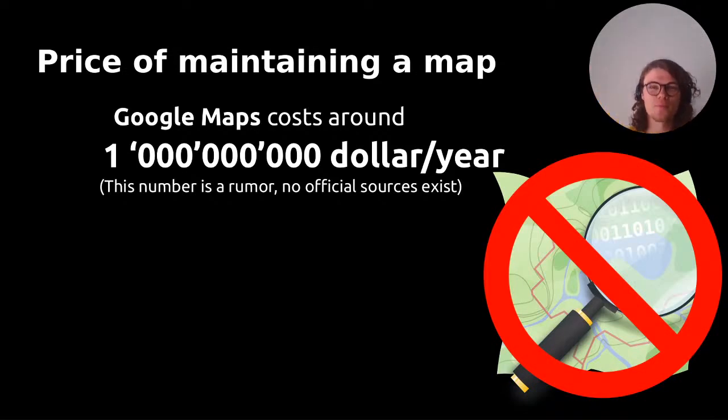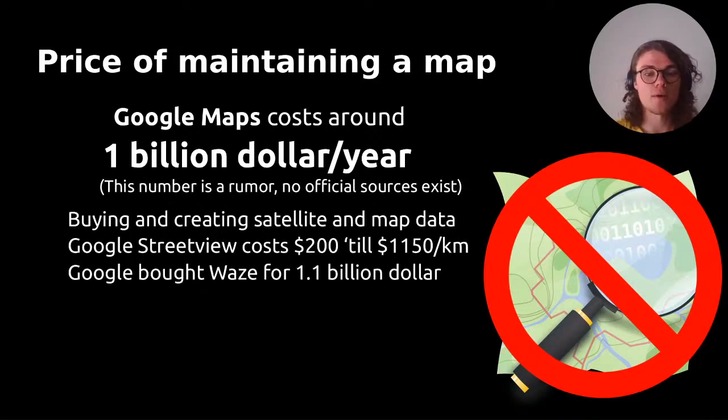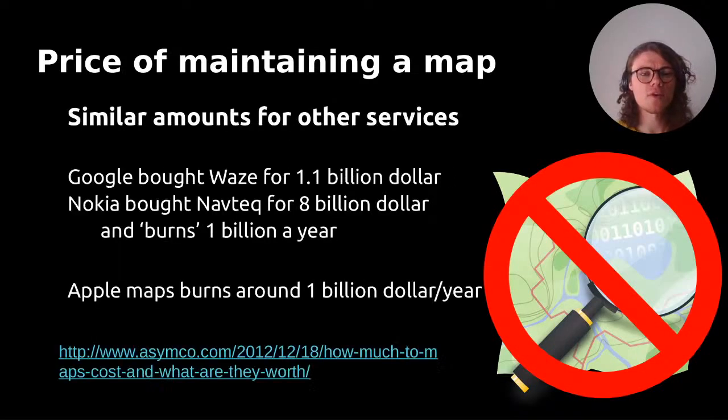So I have to admit, I didn't find any sources on that. It's a rumor. It could be more, it could be less, but a global database, yeah, it costs a lot of money. There are a few numbers that we do know of. Google Street View costs around $200 up till $1,200 per kilometer. And Waze was being bought for $1 billion a few years back. So mapping is pretty big business after all. And then again, how much did you guys pay again to use Google Maps earlier on.